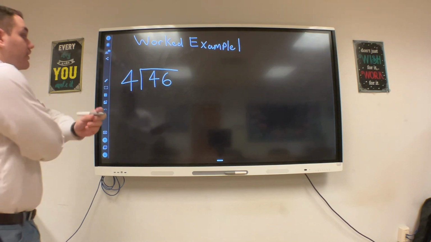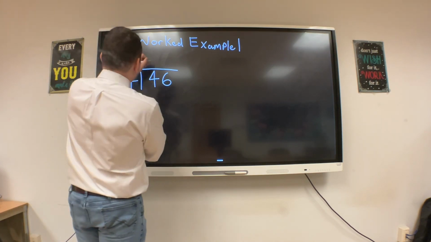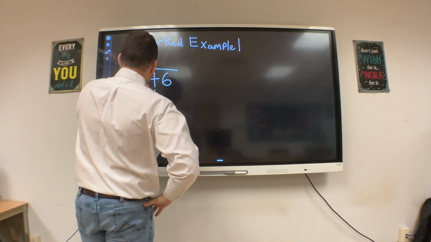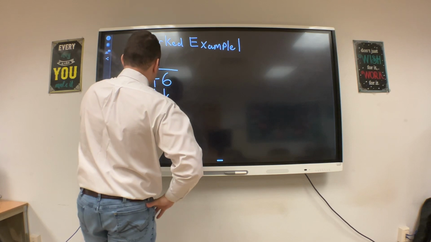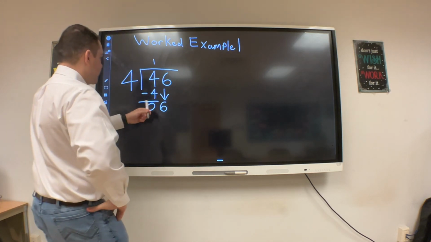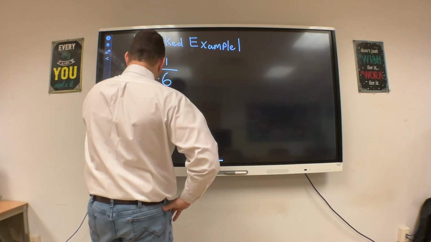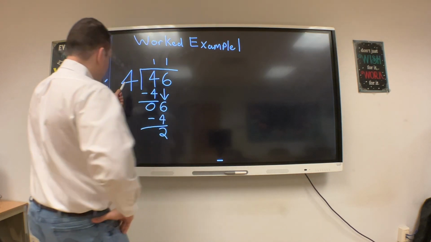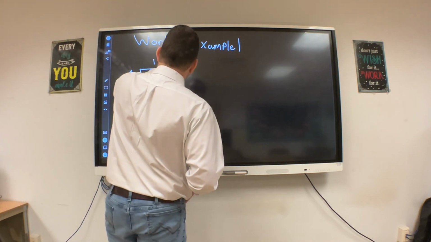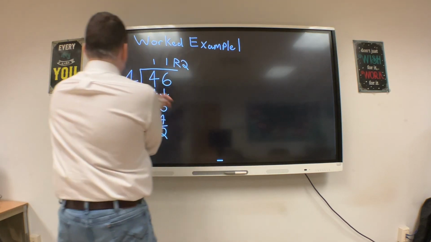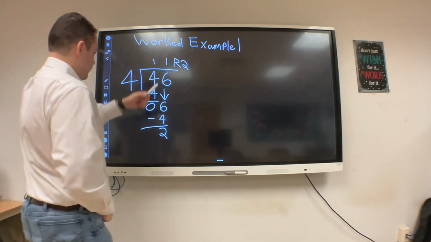And so another work example right here, we got 4. Will it go into 4? Well, it'll go in one time. 4 minus 4 is 0. Bring your 6 down. How many times will 4 go into 6? Well, it'll go once also. 6 minus 4 is going to be 2. Will 4 go into 2? No, it's too big, so we're going to have to stick it on the end right there with the remainder of 2. And so 46 divided by 4 is going to be 11, remainder of 2.